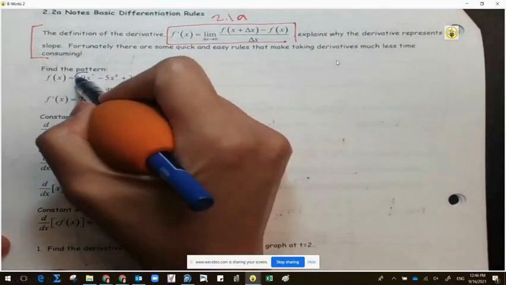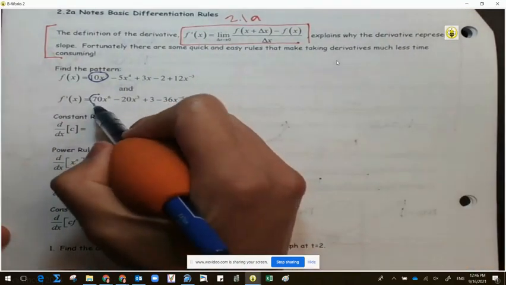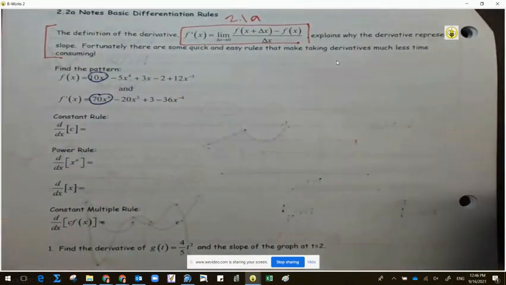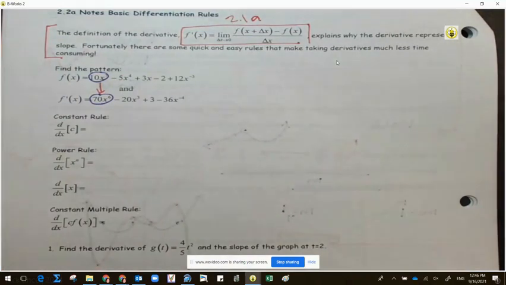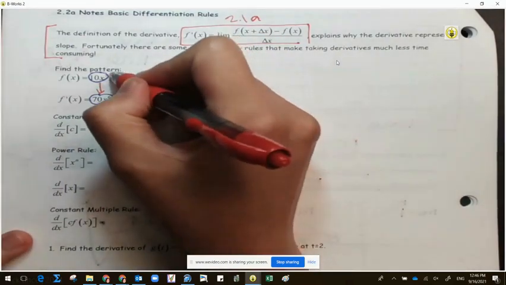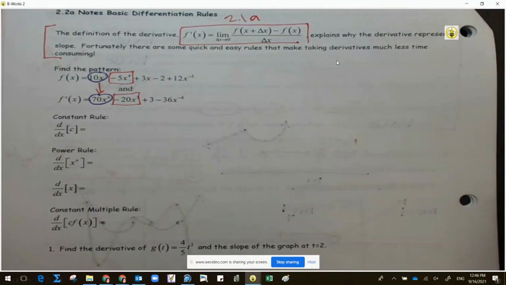So let's analyze what's happening. Circle 10x to the power of 7, and then circle directly below 70x to the power of 6. I want to look at one component. Look at your powers. The power of 7 to the power of 6. It became how many less? 1. Okay? Now circle the next component. I have a power of 4, and did it really go down to one less? So that's the rule for the power.